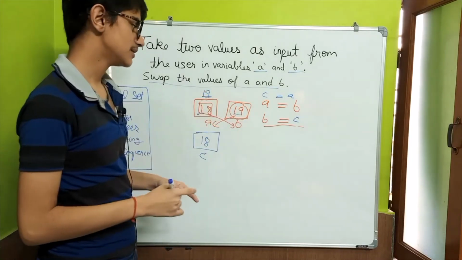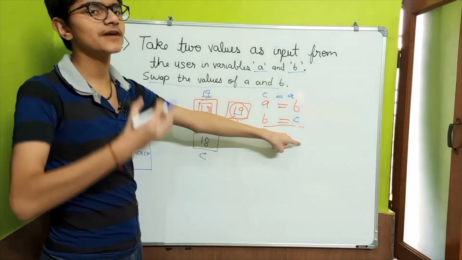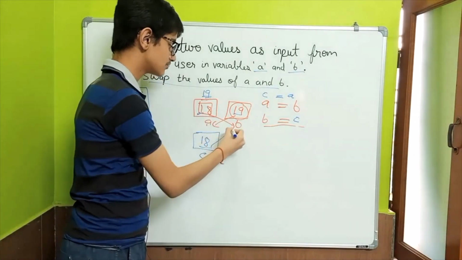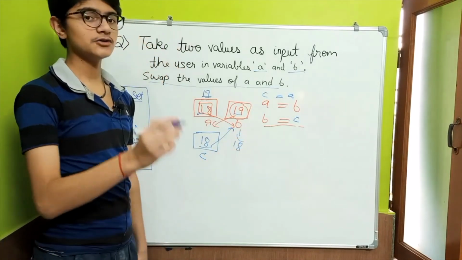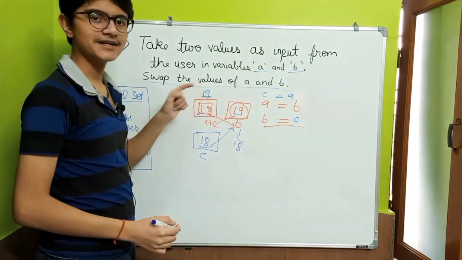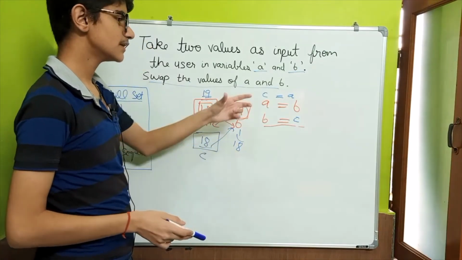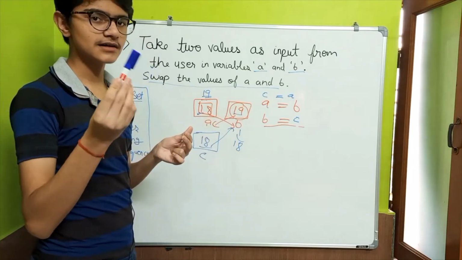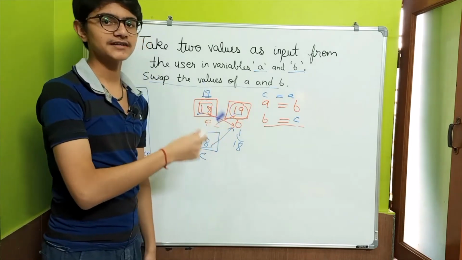And now comes the main part, guys. I'm writing B equals C. C holds the value of A. And when I write B equals C, the value of C goes into B, and now B is 18. And you can see, guys, the values have been interchanged. A is now 19 and B is 18. So guys, what we did, we used a third variable to retain the value of A, and we assigned that third variable C into B, right?